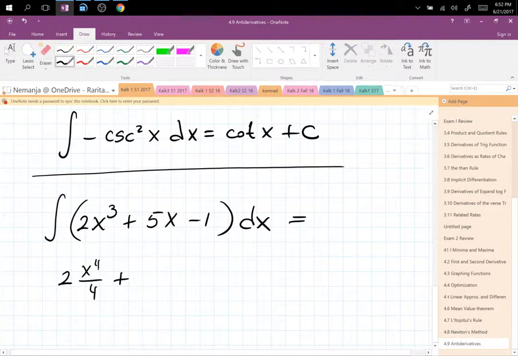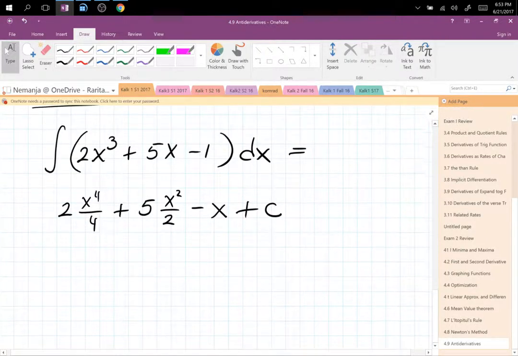Okay. Plus, you will copy the 5. That's the constant, just like derivatives. You copy the constants. And then what's the integral of x? Very good. And now, minus integral of 1 is, and then plus c. Nice.